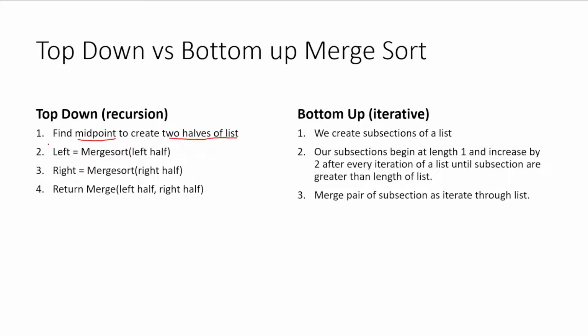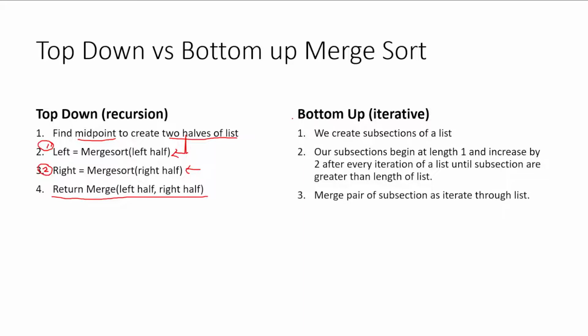So we're creating the first half, or first section. We're creating the second section, and we're using recursion. And through recursion, we continue to split up those halves until it reaches some base case. Afterwards, we merge those two halves together.